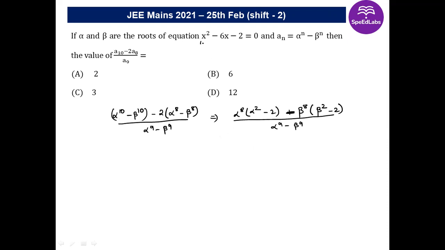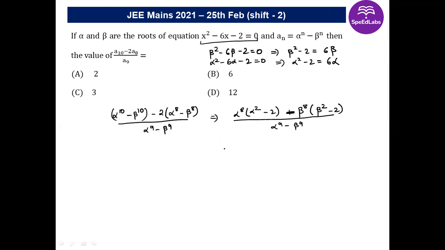So alpha and beta are the roots of this equation, and if alpha and beta are roots, they will satisfy this particular equation. Okay, so I can say beta square minus 6 beta minus 2 should be equal to 0. And from here, what value do we get for beta square minus 2? 6 beta. And in the same manner alpha will also satisfy this equation. So similarly, alpha square minus 2, what value will we get? 6 alpha.